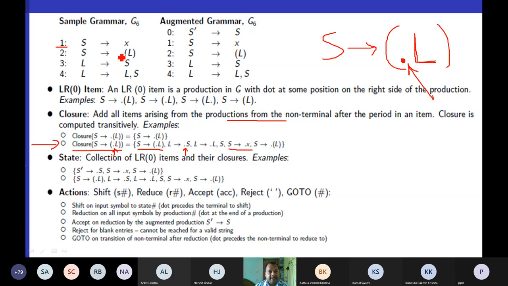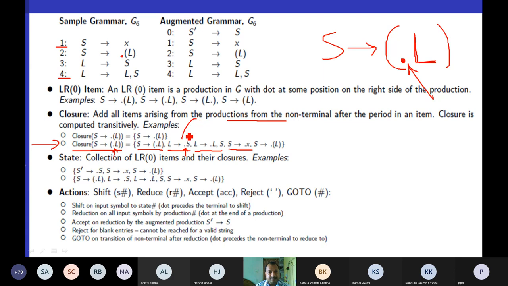Now I didn't complete the inclusion of the production rule L derives dot S. This is one production rule and this is another production rule. So there are two production rules for which L derives some terminal or non-terminal or union of them. So both are included. L derives dot S, and L derives dot L comma S, that is the fourth production rule.